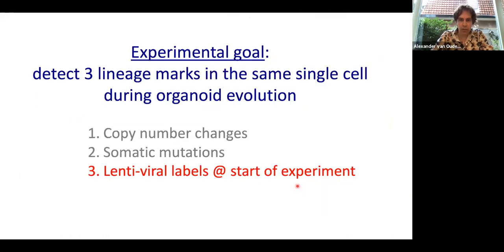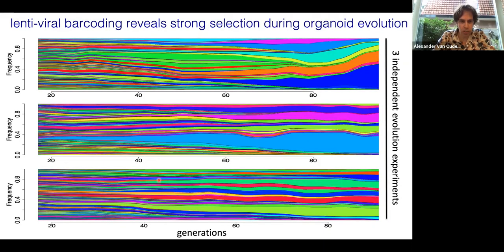The last thing we measure in the same cell are these lentiviral barcodes. They're also in the genome. Remember, this is introduced at the start of the experiment only. And then we get this kind of plot. So what you see here on the x-axis is time. This is measured in numbers of generations. As I mentioned, this is 25 weeks of experiments. We go up to 100 generations, cell generations.